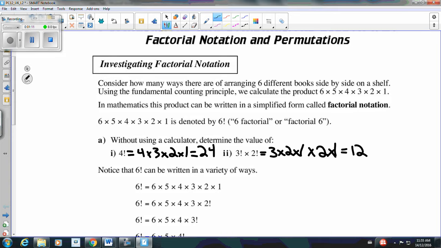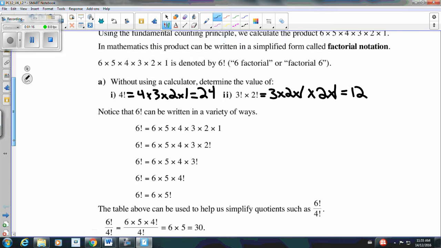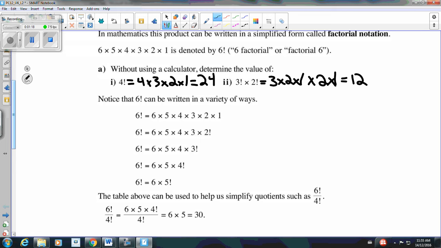Notice that 6 factorial can be written in a variety of ways. So we can write 6 factorial as 6 times 5 times 4 times 3 times 2 times 1, or 6 times 5 times 4 times 3 times 2 factorial, because this is really saying times 1 after it, or 6 times 5 times 4 times 3 factorial, because that accounts for the times 2 times 1, and so on.